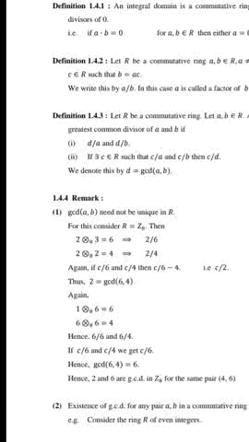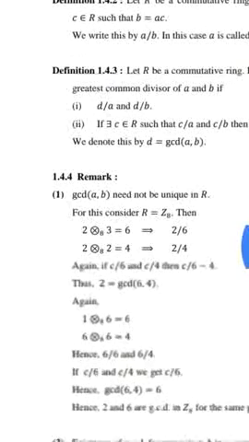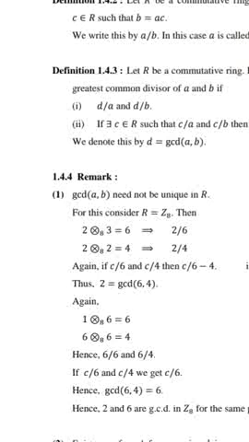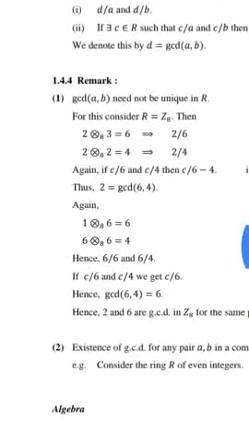Next remark: GCD of A, B need not be unique in R. For this, consider R equal to Z8. 2 multiplied modulo 8 by 3 is equal to 6, so 2 divides 6. 2 multiplied modulo 8 by 2 is equal to 4, so 2 divides 4. Again, if C divides 6 and C divides 4, then C divides 6 minus 4. Thus, 2 is equal to GCD of 6, 4.